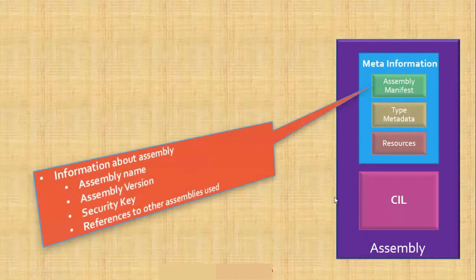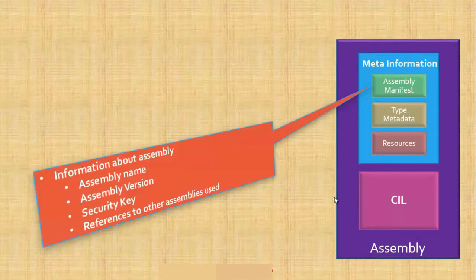Assembly manifest contains all the information about the assembly, like the author of the assembly, assembly name, assembly version, security key, and references to other assemblies on which this assembly is dependent. Let us discuss the last point in more detail.